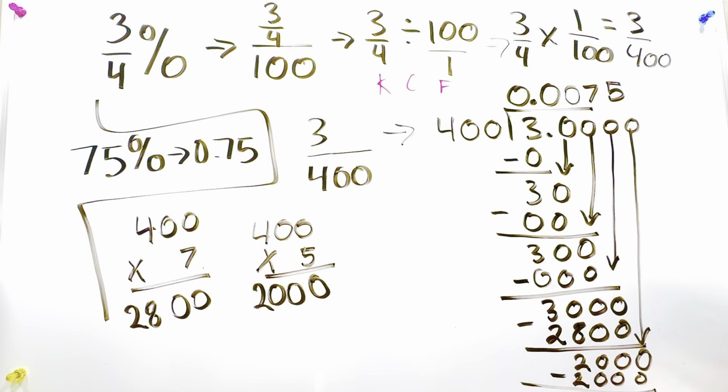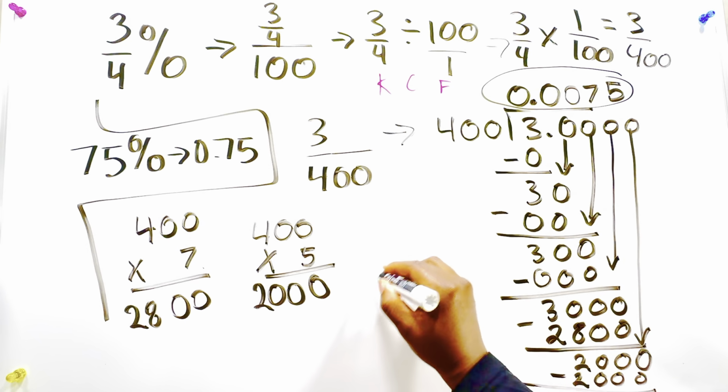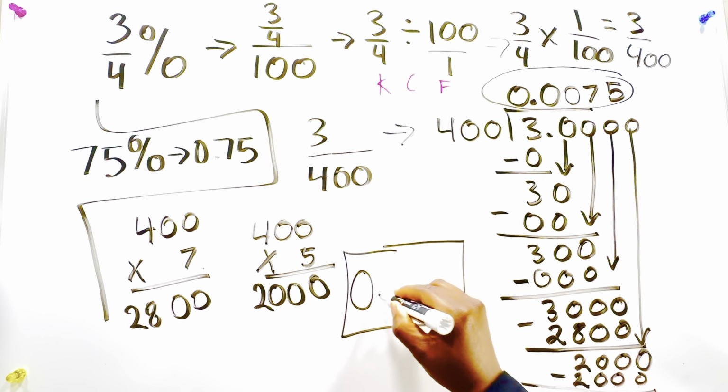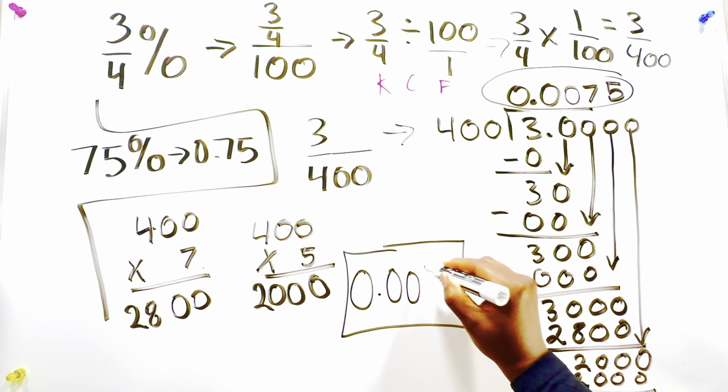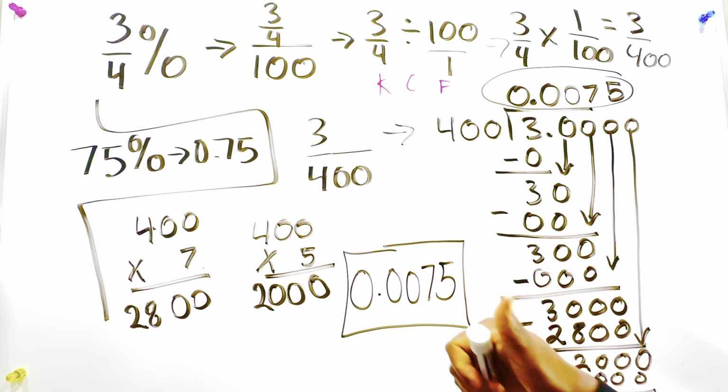So now, here's the main part, where to put our answer. So we've gotten 0.0075. Just make sure that you box your answer and place 0.0075 as your final answer. I hope that helps.